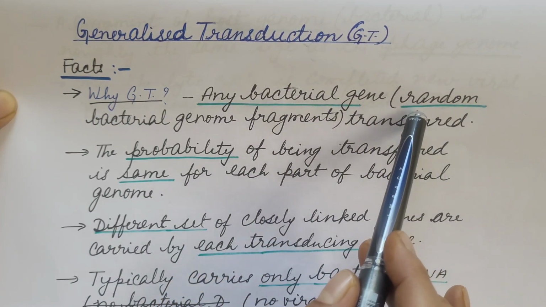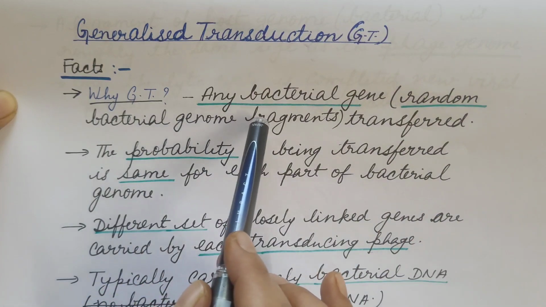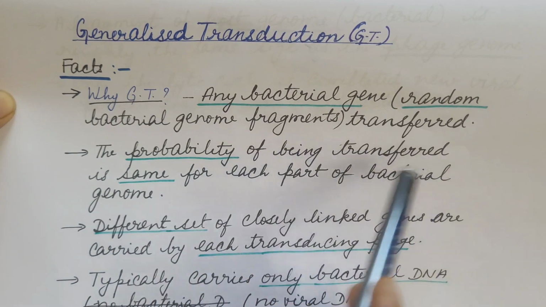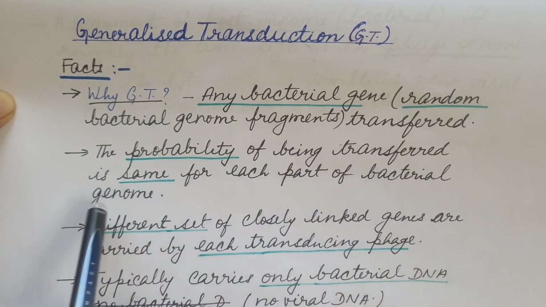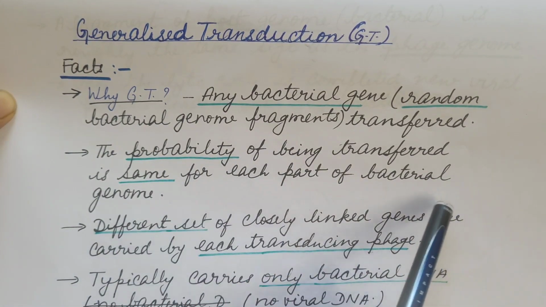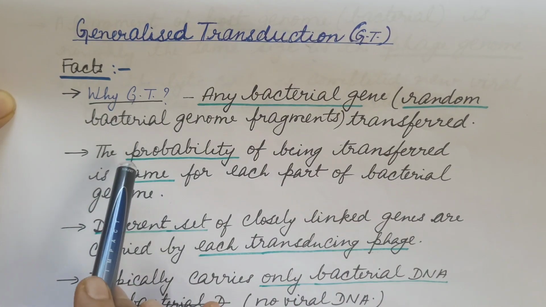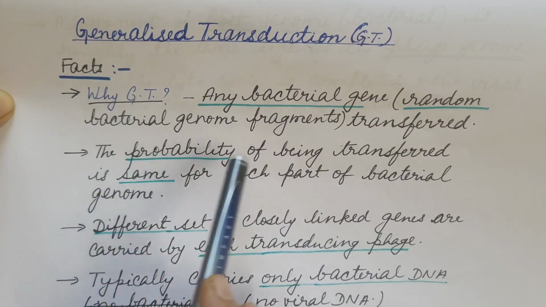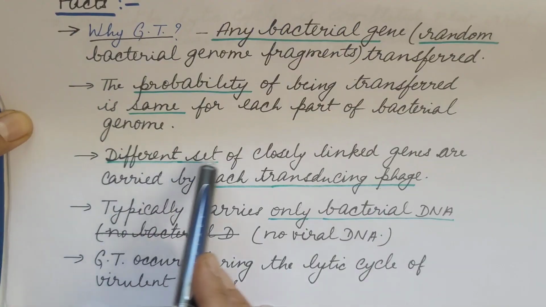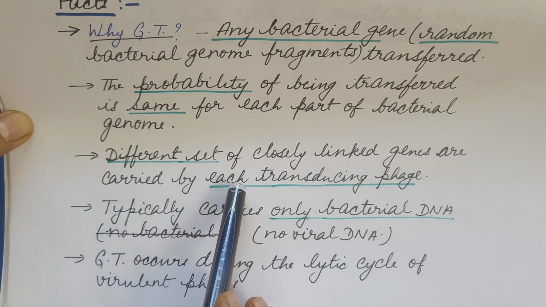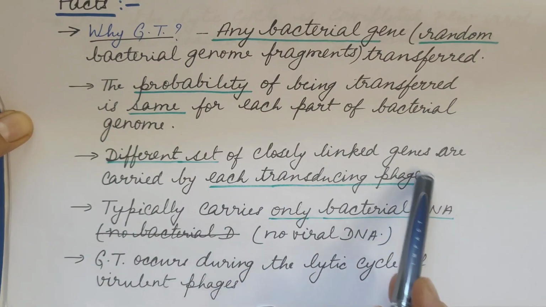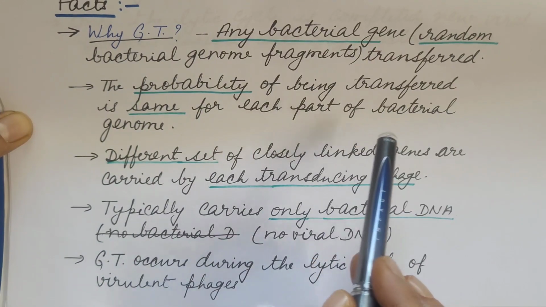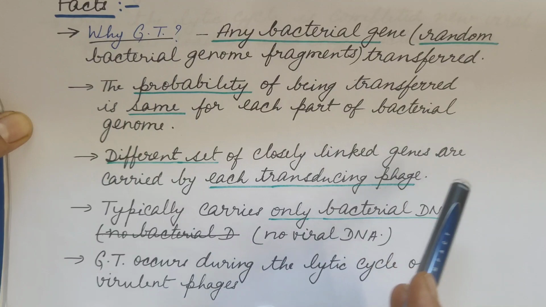That is, the transfer of a bacterial genome fragment is random. It is not specific. The probability of being transferred is the same for each part of the bacterial genome. That means each part of the bacterial genome has the same probability of being transferred from donor to recipient bacteria. A different set of closely linked genes is carried by each transducing phage. Each transducing phage carries a different bacterial DNA fragment or bacterial genome fragment.